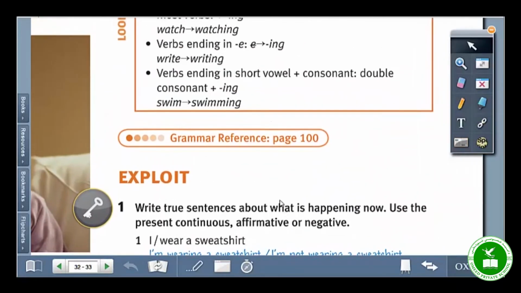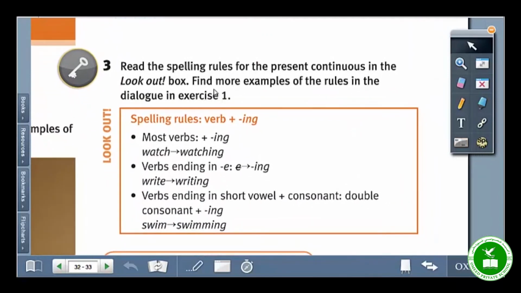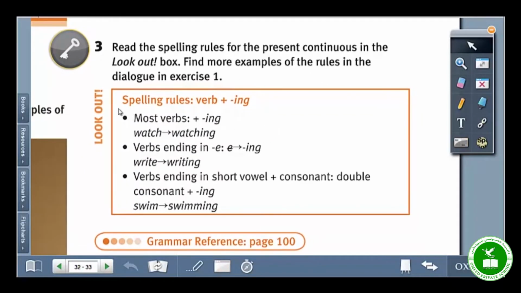Okay, it is exercise 3. Read the spelling rules for the present continuous in the lookout box. Find more examples of the rules in the dialogue in exercise 1. Okay, let's read these rules here. Spelling rules, verb plus ing. It means some verbs are different from the others when you want to add ing with them.